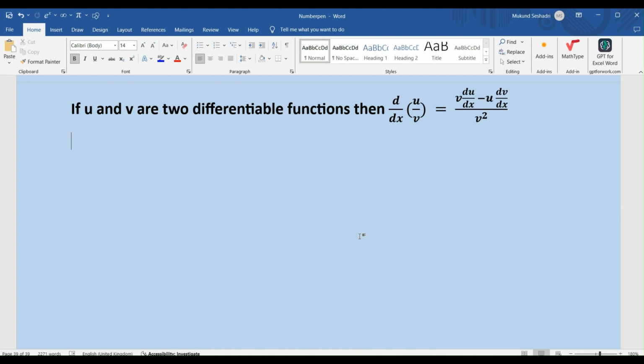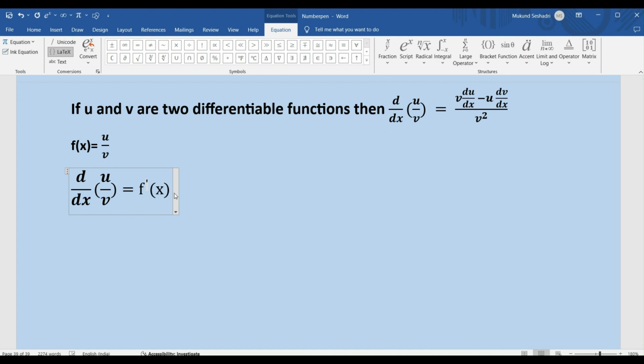So again, we will start off with first principles. And before I write my first principles, the assumption here is my f of x is equal to u by v, and it's understood that u and v are functions dependent on x. So we're going to represent them as u by v here, but otherwise it actually means u of x by v of x, right? So let's move to the next line and write what is our f dashed of x, right? Which is my d by dx of u by v is nothing but my f dashed of x. That's my f dashed of x.